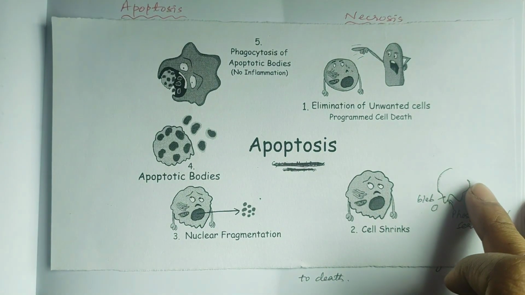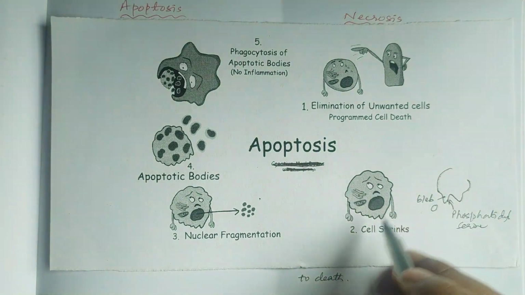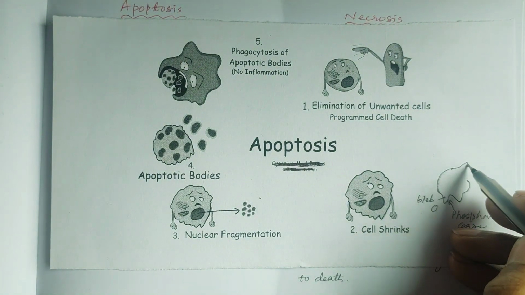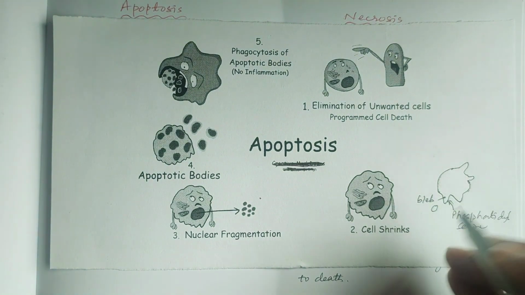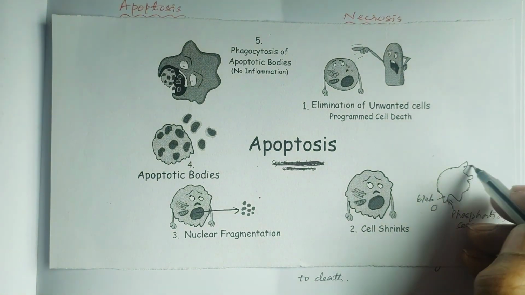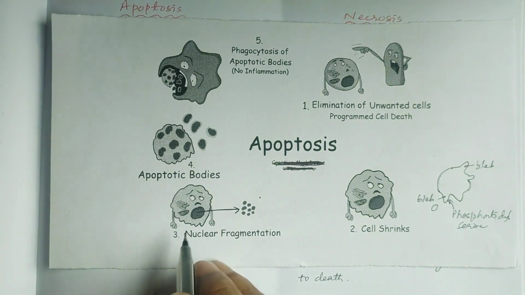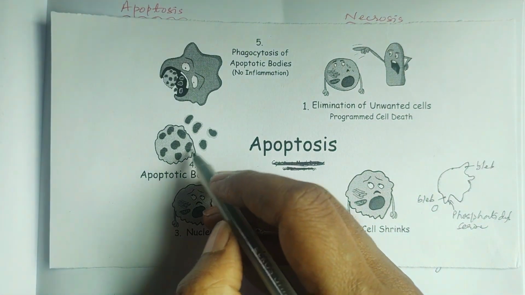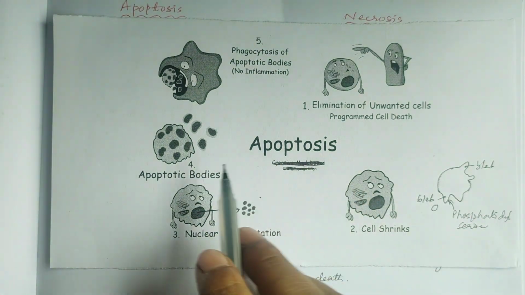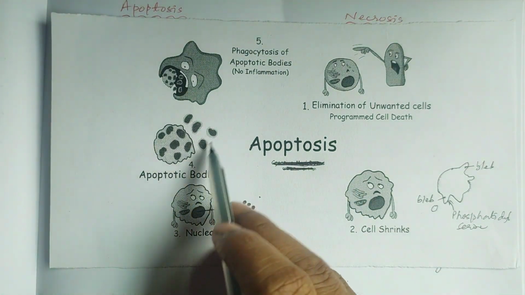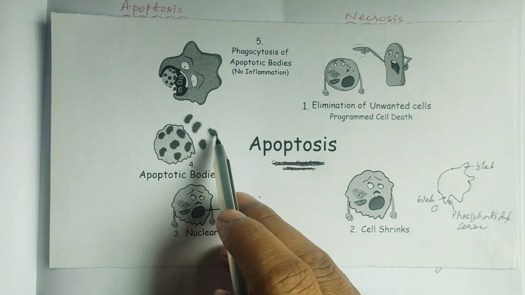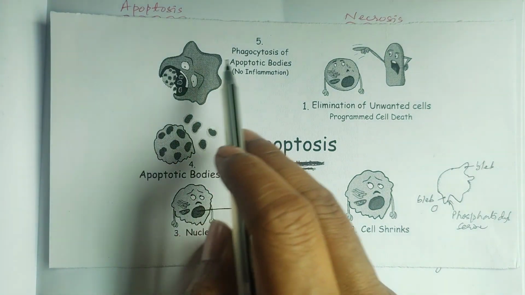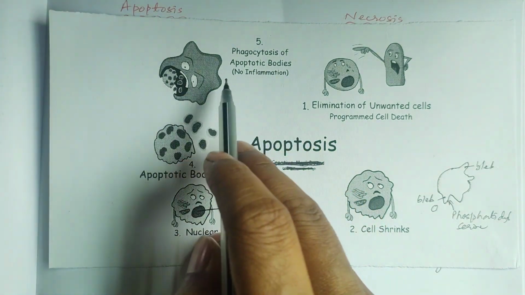In apoptosis, there is cell shrinkage and formation of blebs. These are called the blebs. And there is fragmentation of the nucleus. Nuclear fragmentation occurs, and these blebs will be converted to apoptotic bodies, which will express phosphatidylserine on their surface, which will attract the phagocytic cells, and there will be phagocytosis of the apoptotic bodies.